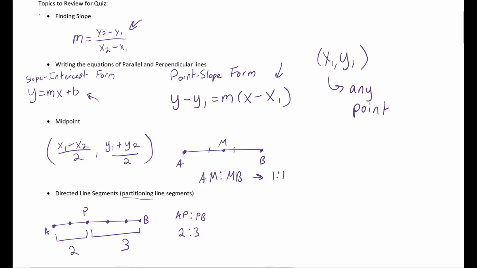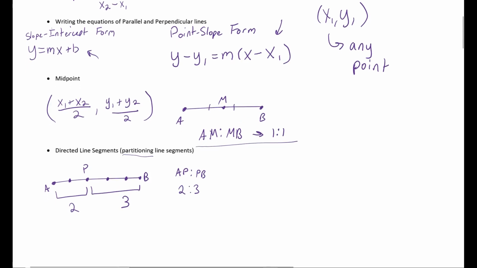And remember, for midpoint, we could just take the average of the x's and the average of the y's, and that's always going to break the segment into two congruent parts. So we could say that it breaks, in this case, if M is the midpoint, that AM to MB is in a ratio of 1 to 1.